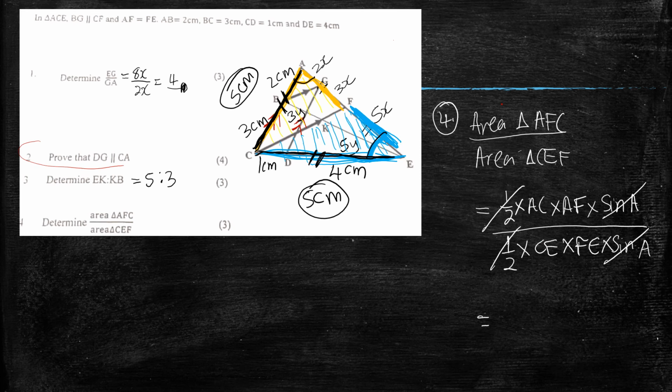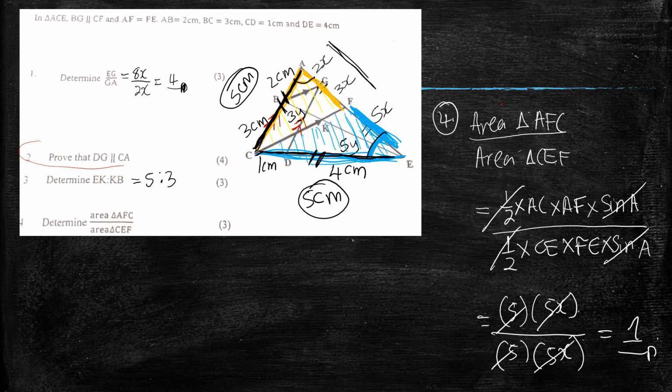What is our AC? Our AC is 5 centimeters. What is our AF? Our AF here, take a look at the AF, is 5x. Oh, let me use white color. It's 5x divided by, what is our CE? Our CE is 5 centimeters. What is our FE? FE is also 5x. So this will cancel this will cancel this, and the ratio of the two areas will be equal to 1.